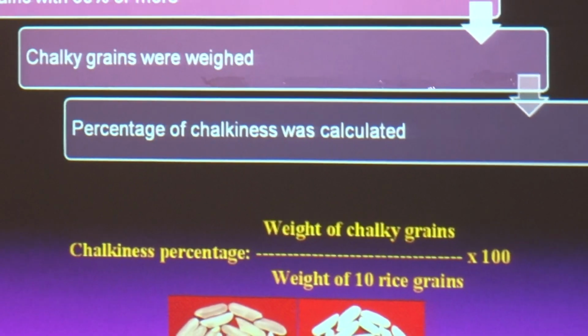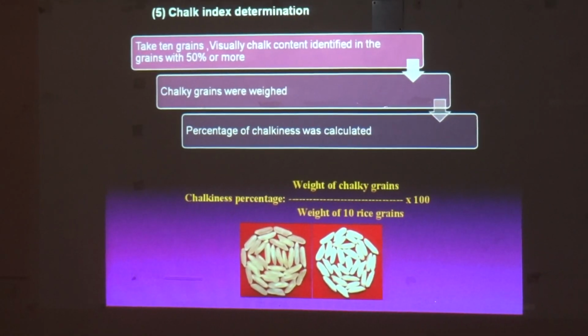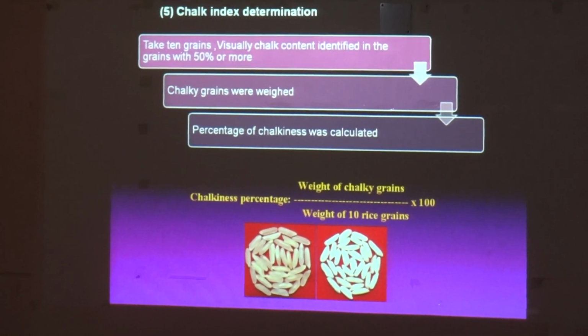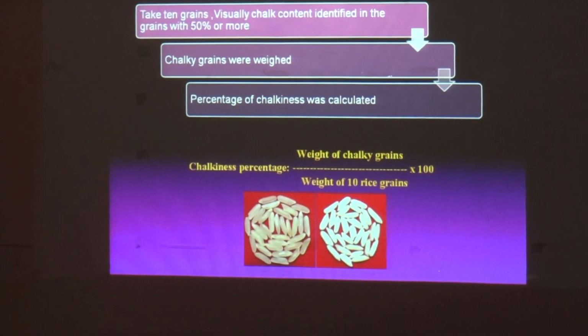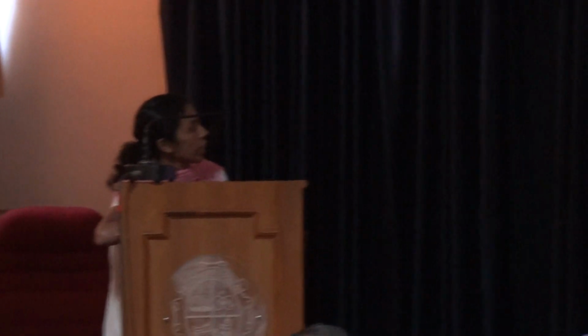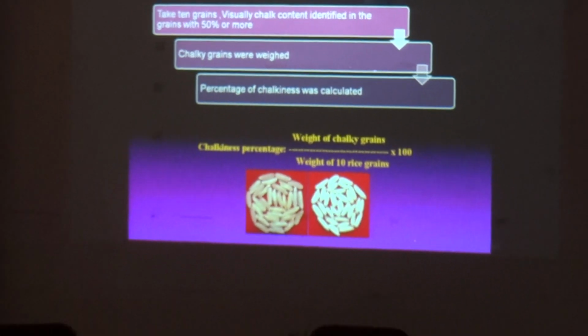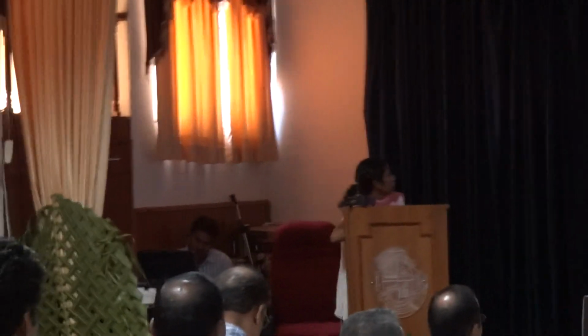Next slide please. This is the chalky index determination. The chalky index is determined by taking 10 grains, visually analyzing the grain and then taking the percentage. Here you can see the transparent grain and the chalky grain. The chalky grains are the white grains which are generally found in the lot of the grain.